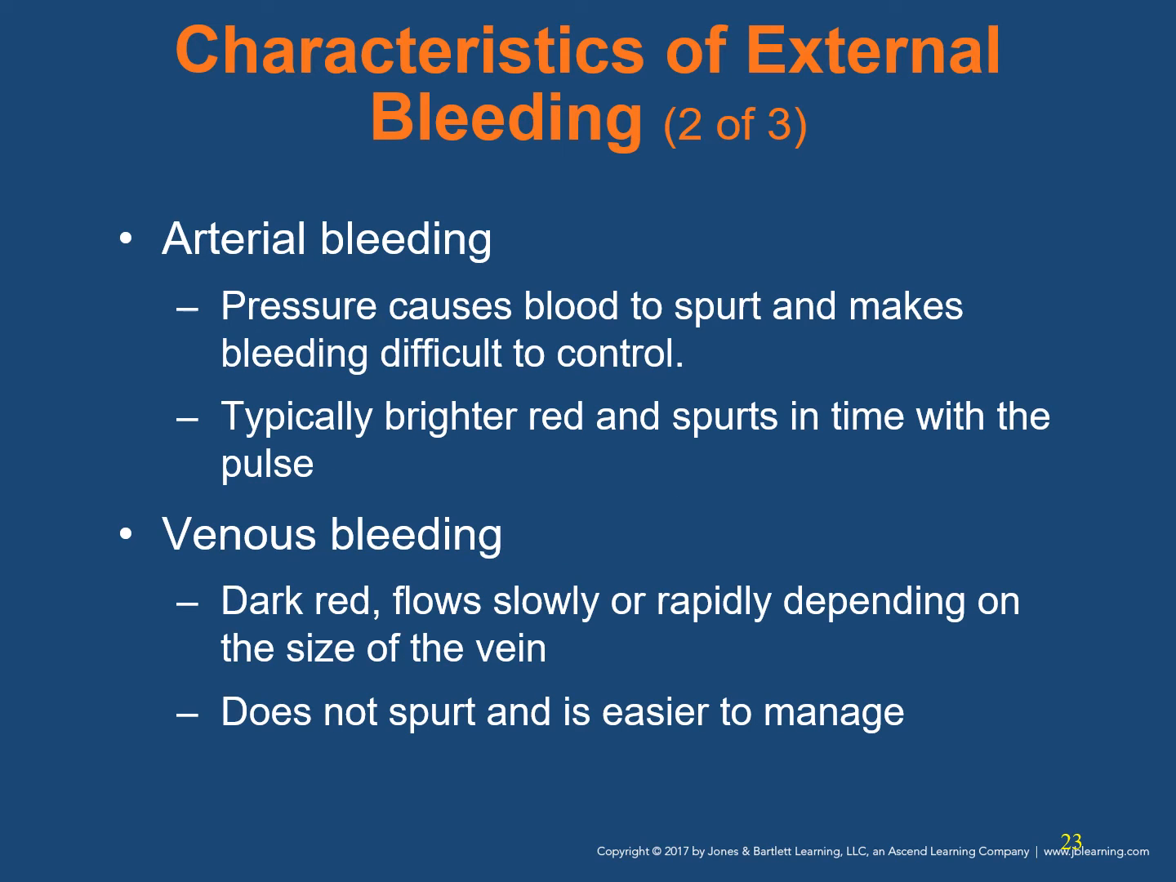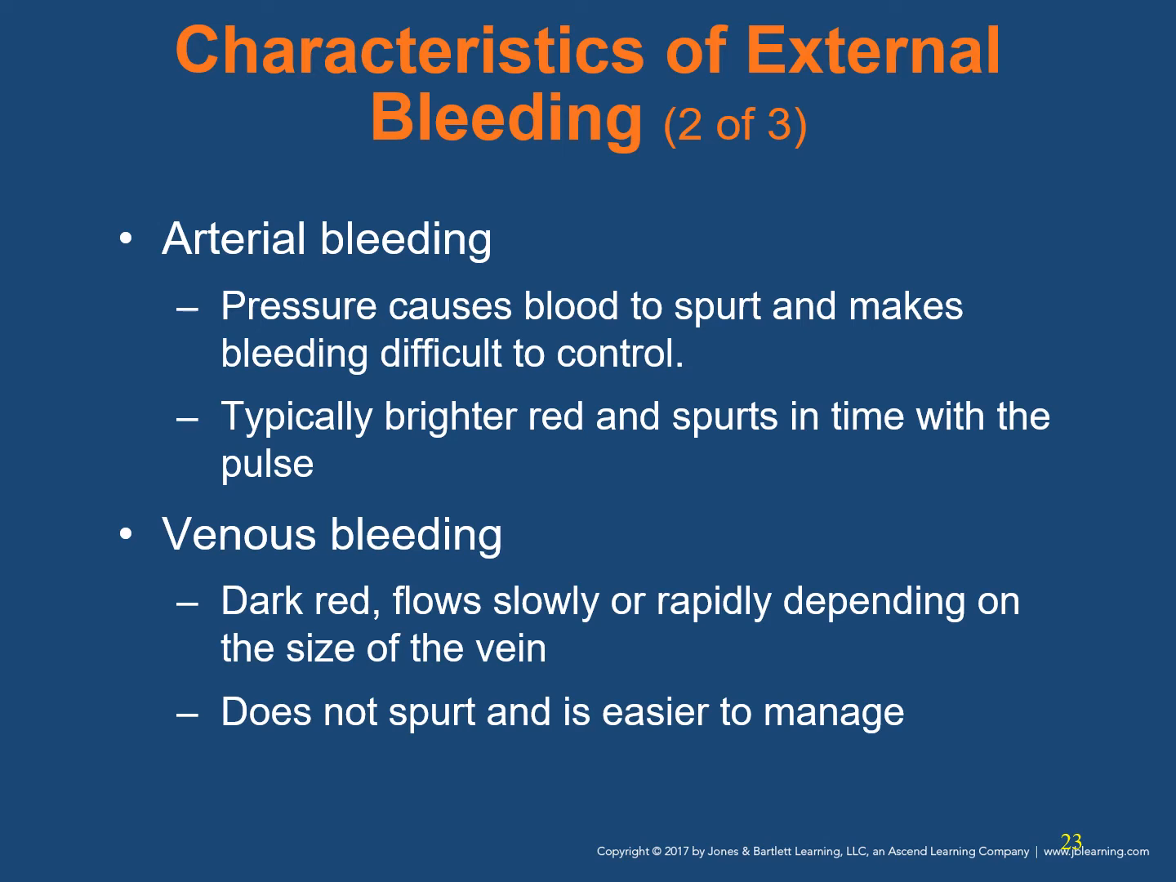Arterial bleeding. Pressure causes blood to spurt and makes bleeding difficult to control. Typically brighter red, rich in oxygen, and spurts in time with the pulse. Decreases as the amount of blood circulating in the body drops and blood pressure drops.